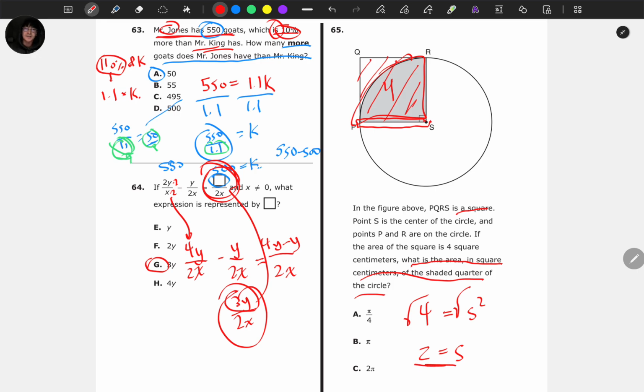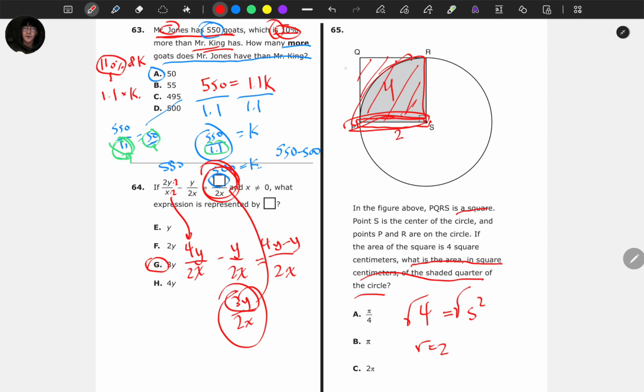Okay, but s is also, what did I say? It doubles up as the radius for the circle. So that means that this is also equal to r. If you're confused by this, just think of this as r is equal to 2. Okay, so the radius is 2. And we need to find the quarter circle.